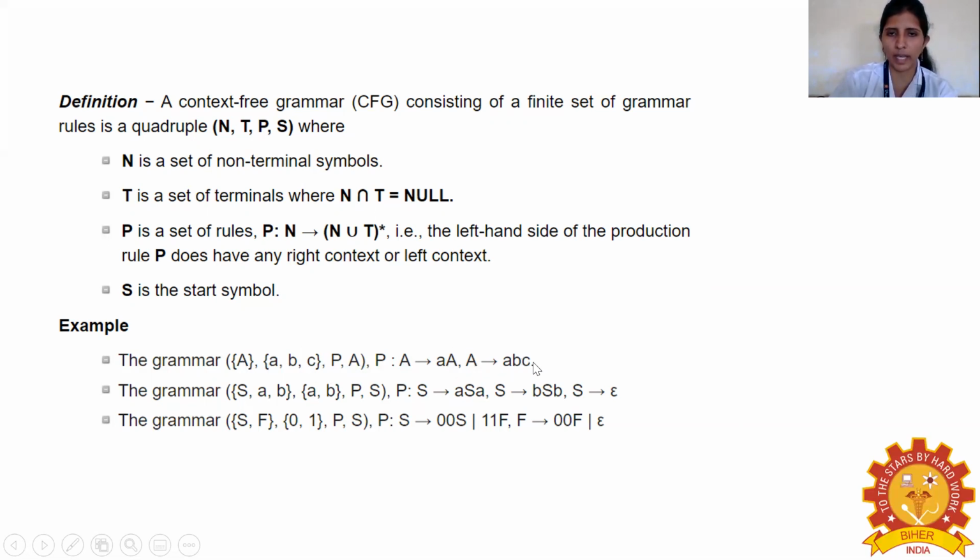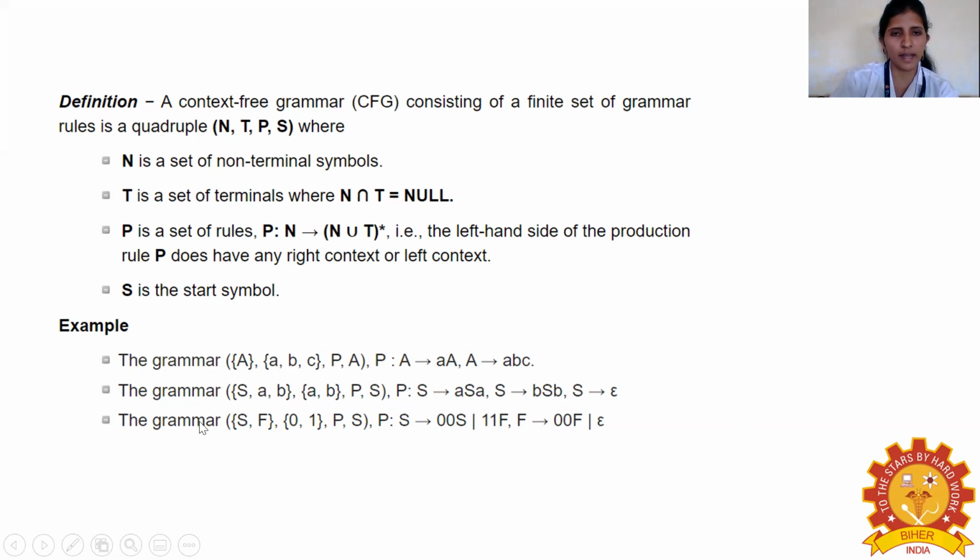Another production rule is A to ABC. In a similar way, consider the grammar with non-terminals S, A, B, terminals a, b, P, and start symbol S, where there is a set of production rules like S to ASA. That is, instead of S, we must substitute ASA, and another production is S to BSB. That is, again, instead of S, we have to substitute BSB, and S to epsilon.